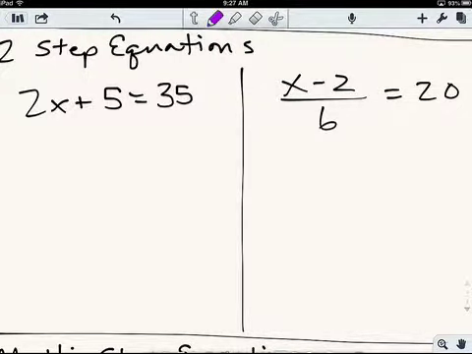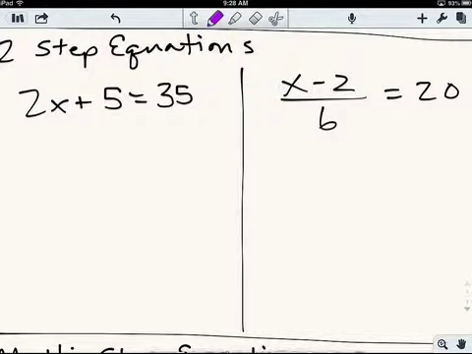Hey there, algebra students. This is going to be a review of what are called two-step equations, and as you might imagine, they require two steps to solve. Going along with the theme from our first video, if you watched that or what you learned in class, in algebra we need you to undo operations. We need you to do things to both sides of the equation to try to get x by itself.